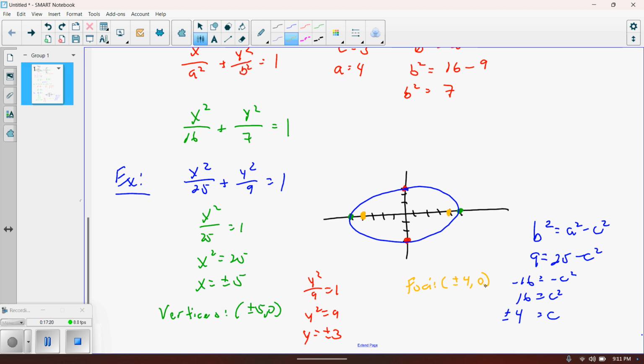And again, I didn't write the actual co-vertices out, but you can see where those would be. Those would be at 0 and then plus or minus 3. All right. I think that in general, ellipses are going to be slightly easier to deal with. At least I hope so. So let's try one now that maybe is stretched in the other direction.